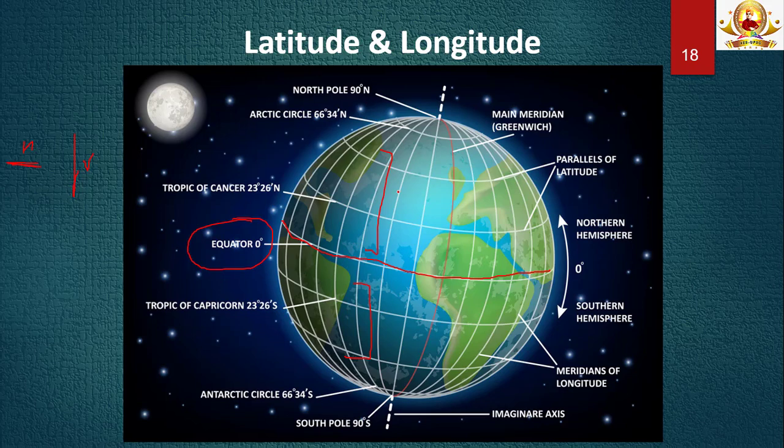The northern half. Why is it the northern half? Let's see. This is the symbol. This is north direction. This is south. This is your east, and this is your west. So towards the north, the portion divided by equator is called your northern hemisphere. And in the south, this is called southern hemisphere.